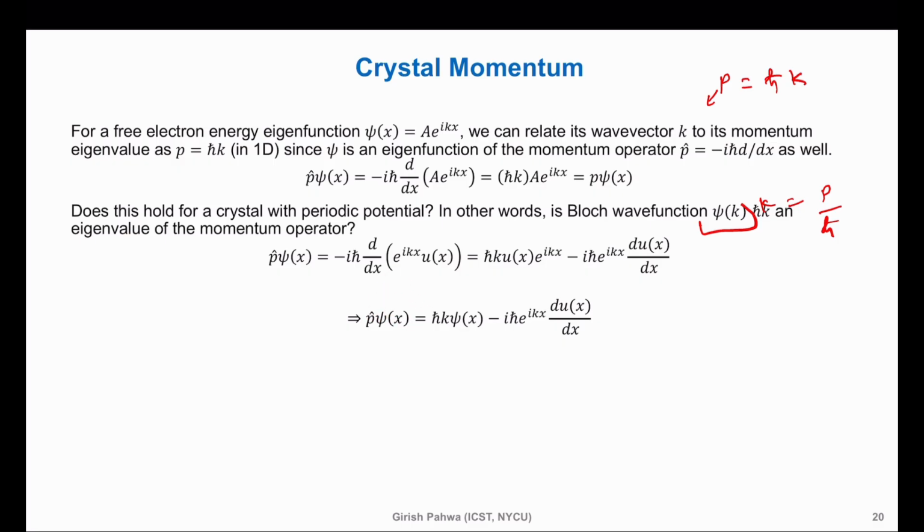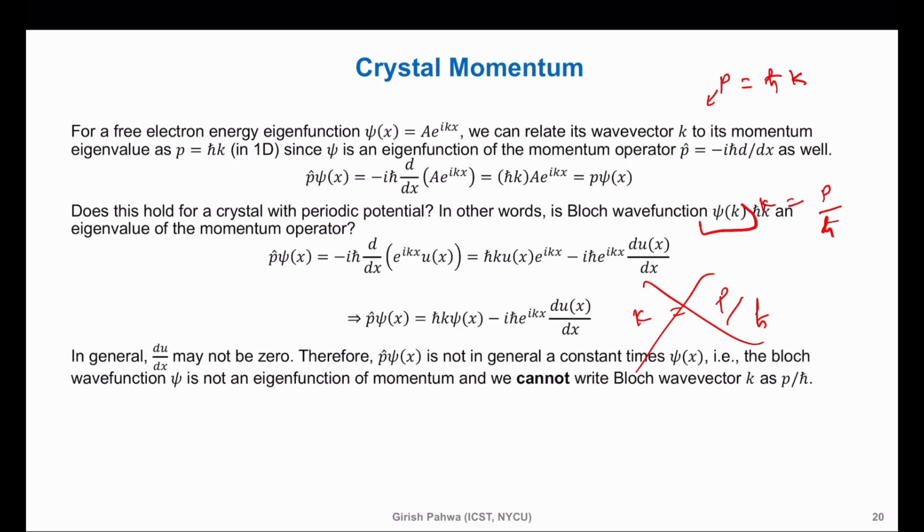So you can't have k equals p by h bar. No, not allowed. So this k that you see here is not the same k as you saw in the case of a free particle. Not the same thing. Bloch waves are not the eigenfunctions of the momentum operator. The actual momentum operator is not going to give me h bar k. I know that.